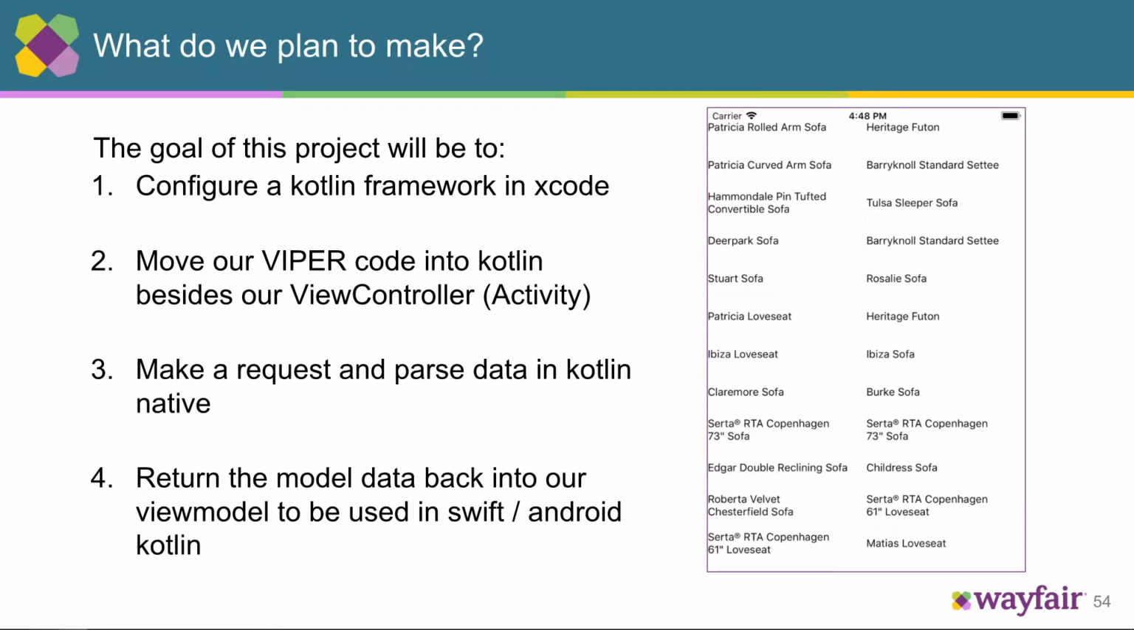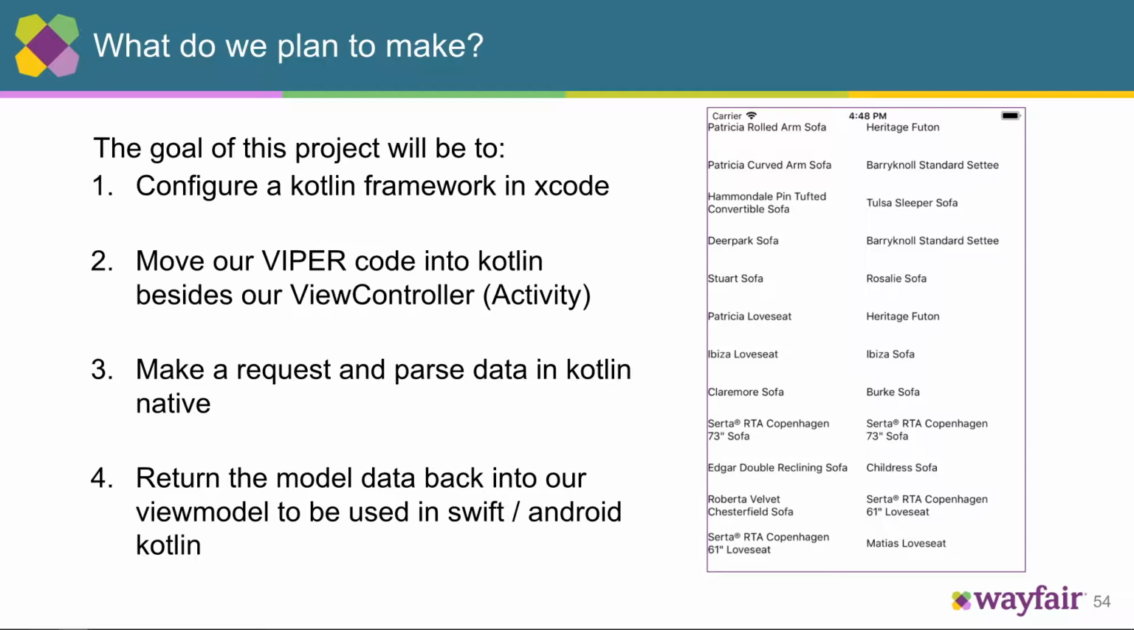So the goal of the project I investigated was we want to configure a Kotlin framework and get it set up in Xcode. And then from there, we were going to use what we use on the Wayfair iOS team, which is Viper, our framework for writing our code on iOS. And we want to get as much of that into Kotlin code as possible: anything that wasn't needing anything specific from the iOS framework, so basically all of our business logic.